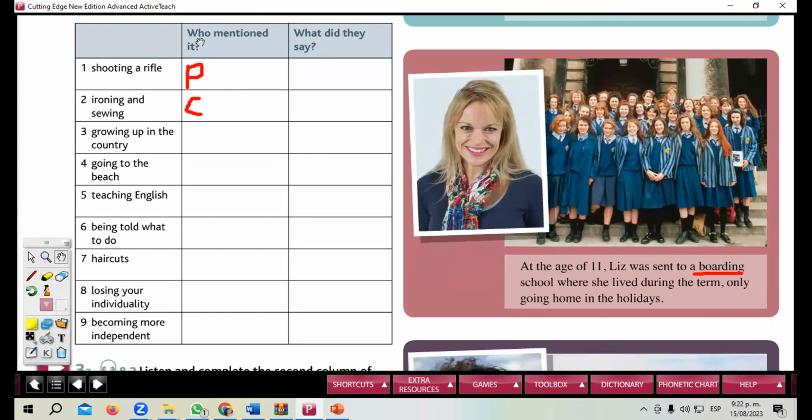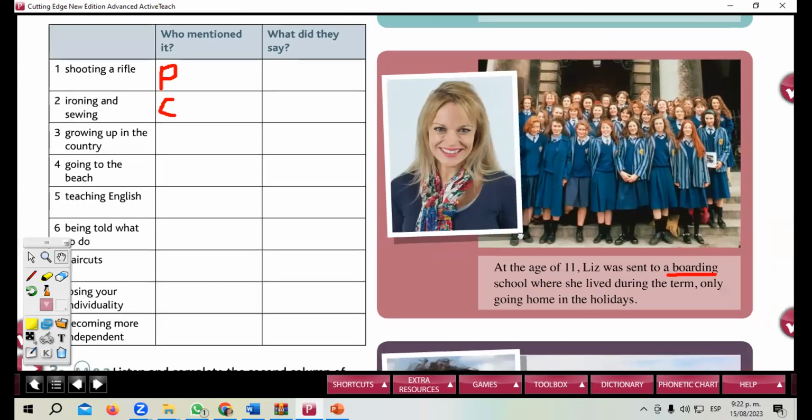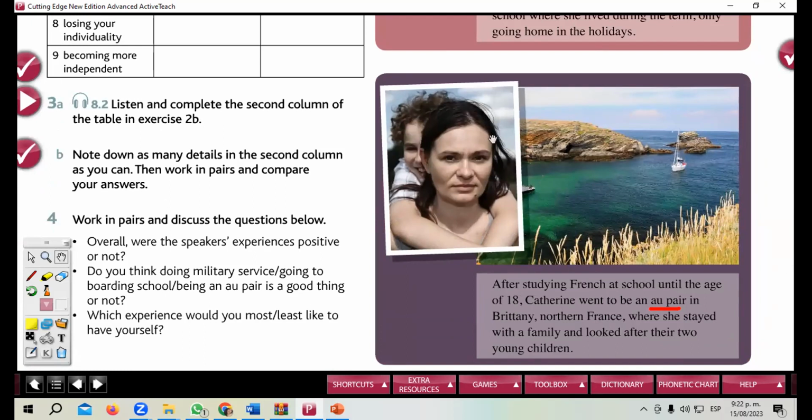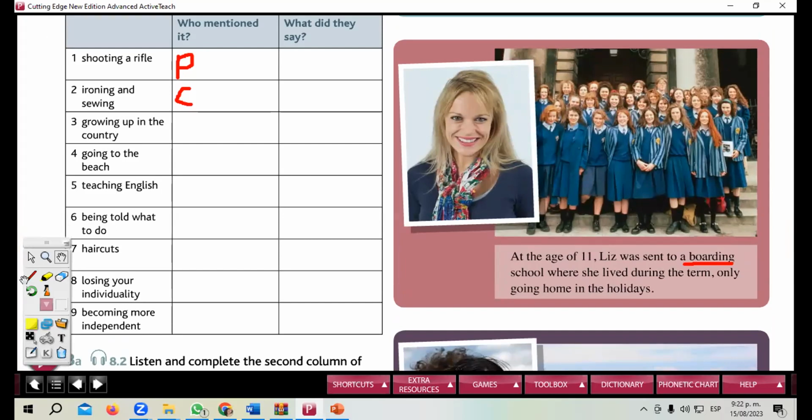Next one is Karen. Please read the next situation. Number 3. Growing up in the country. Who do you think said this? Peter, Liz, or Catherine? Maybe Catherine? We are not sure, but let's say Catherine. You will correct it when you listen, okay? Continue reading, Catherine, number 4. Going to the beach. Maybe Catherine? Also Catherine, okay? Put letter C here.